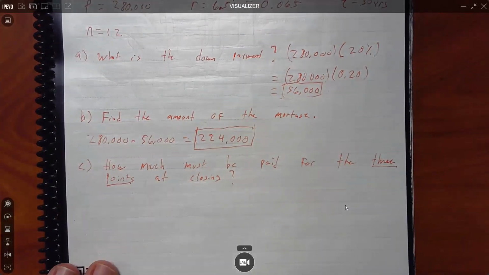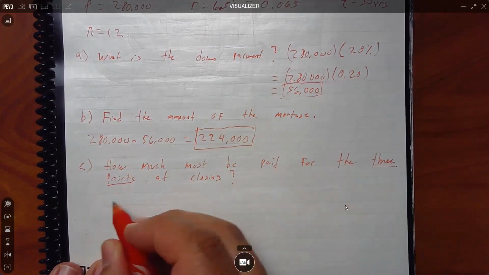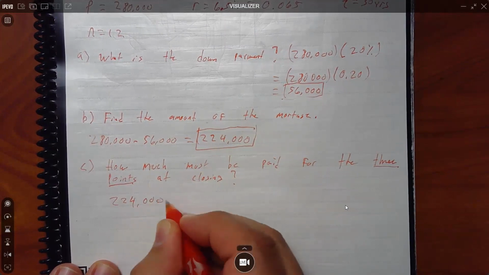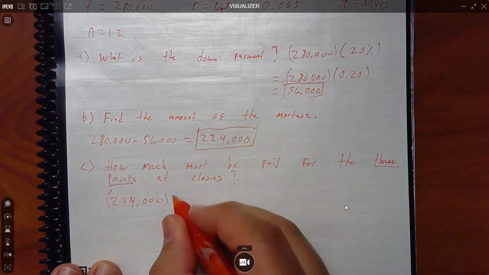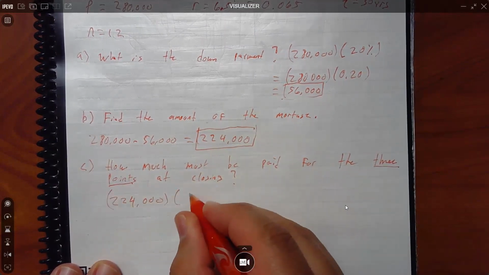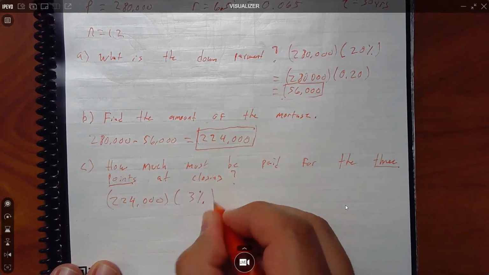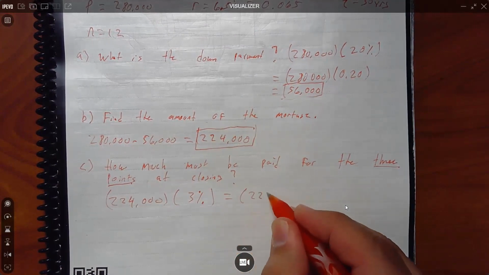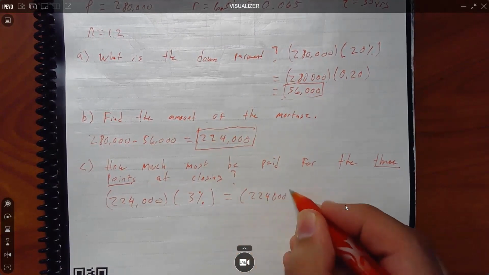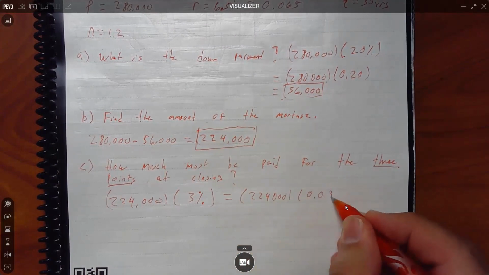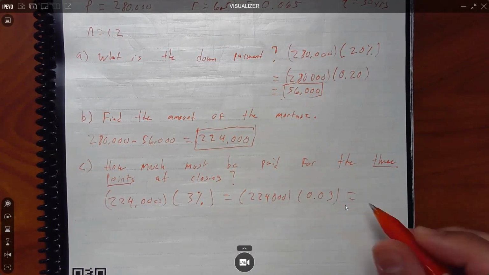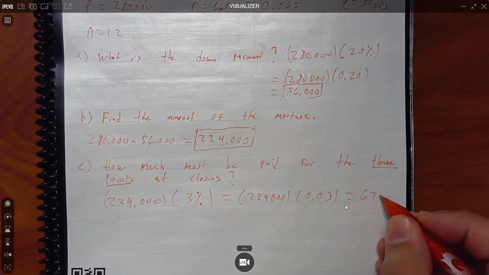So you take the amount you're going to borrow and just multiply by 3%. So the answer will be 224,000 times 3%, which is going to be 224,000 times 0.03. So it looks like about 6,720.